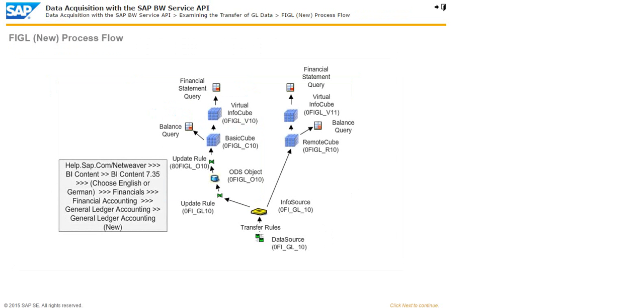The details of the delivered BW content for the FIGL, that is, new scenario, is shown in the figure. The web version of this can be found using the help.sap.com menu path in the figure. Note that you can achieve real-time reporting of GL data using the FIGL_R10 info provider.